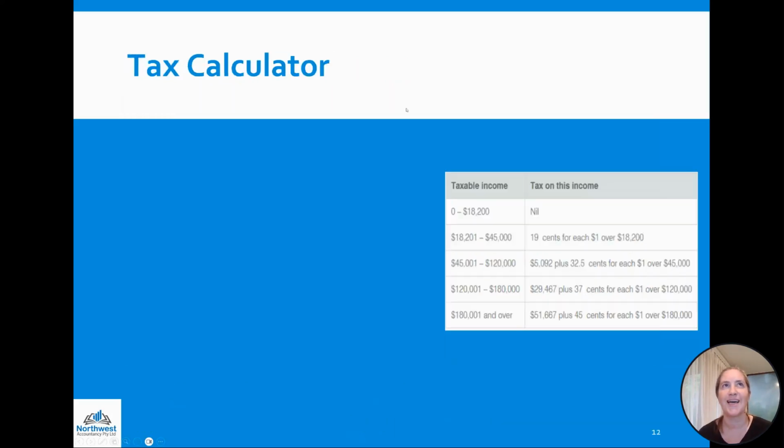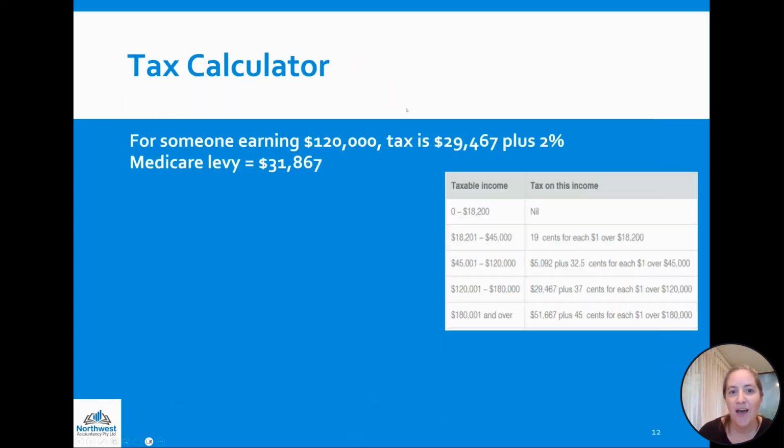Okay, here we go, on to the next slide. So for somebody earning $120,000, like my little yellow example a couple of slides ago, tax is that $29,467 plus the 2% Medicare levy, so $31,867. So that's how much money you would pay in tax. And generally we would find if that's your wage, then that's how much tax work would have paid out, give or take.